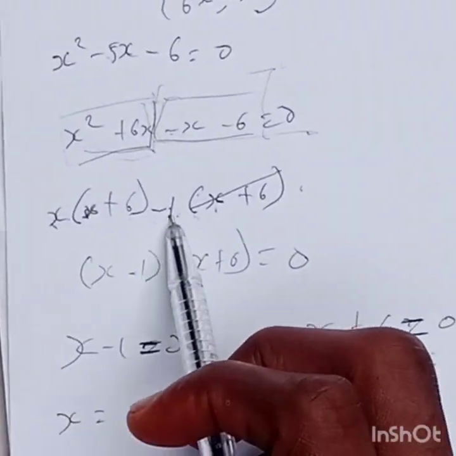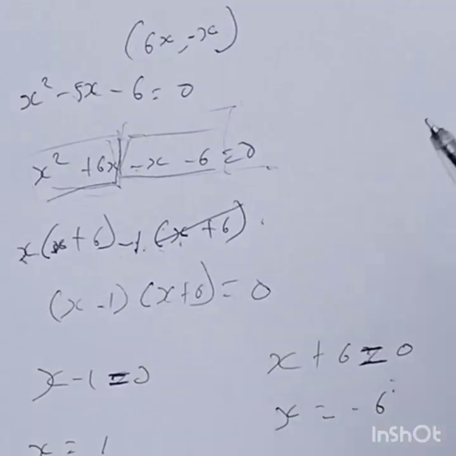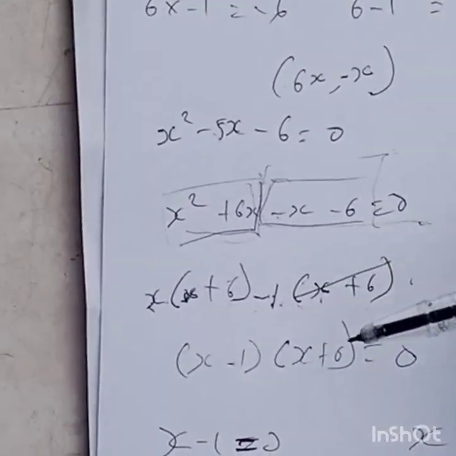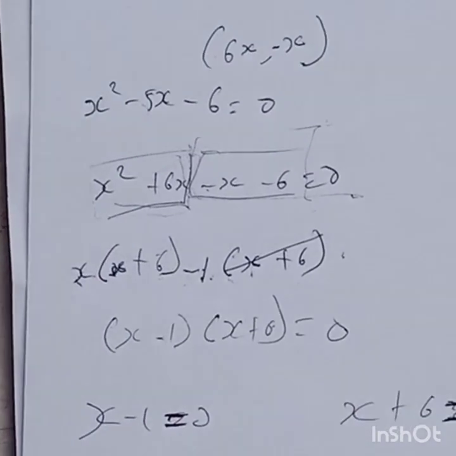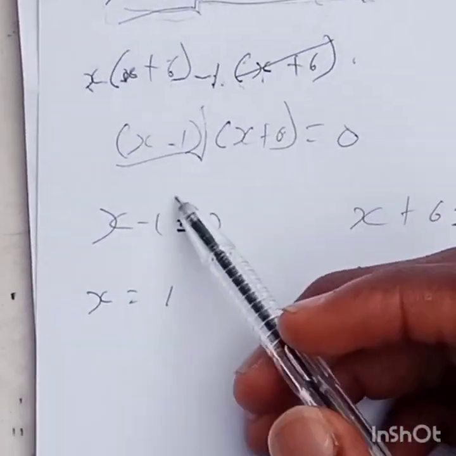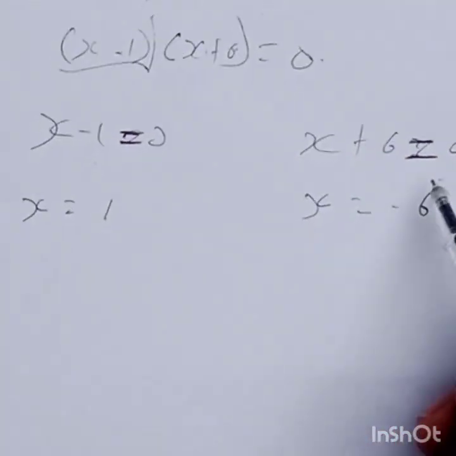Then we write our two variables together in one bracket. Then the remaining bracket we put it. Then it's equal to 0. Then we separate it. This is equal to 0. This is equal to 0.